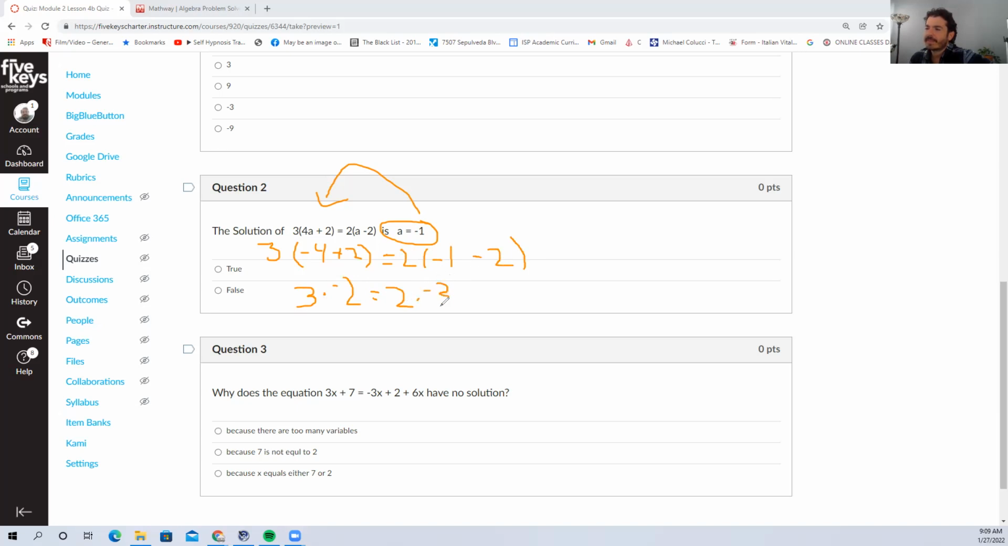3 times -2 is -6. 2 times -3 is also -6. So yes, this is true. If we had used any other number, we would have gotten a wrong answer. Let me show you what I mean.